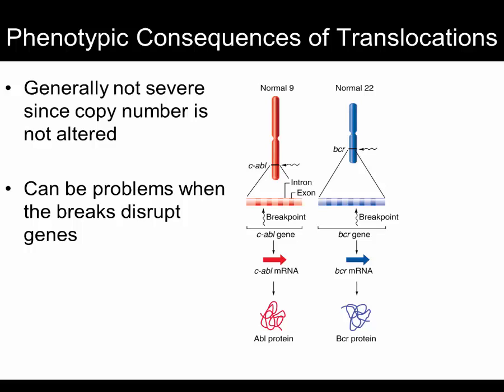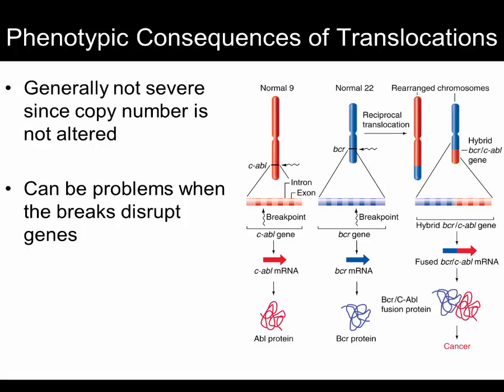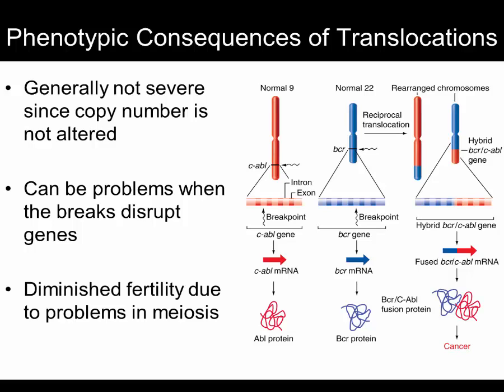The genes c-Abl on chromosome 9 and BCR on chromosome 22 typically code for normal benign proteins. But a reciprocal translocation can lead to a hybrid gene, one that starts with part of the BCR sequence and ends with a portion of the c-Abl sequence. The resulting BCR-Abl fusion protein causes uncontrolled cell growth, leading to cancer. Additionally, translocations can result in diminished fertility due to problems in meiosis.